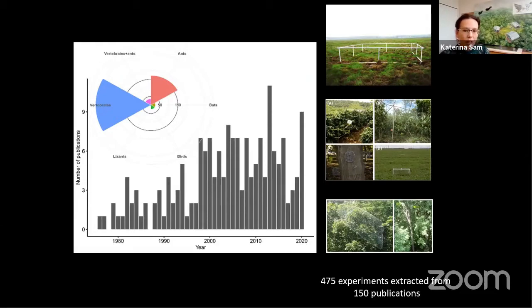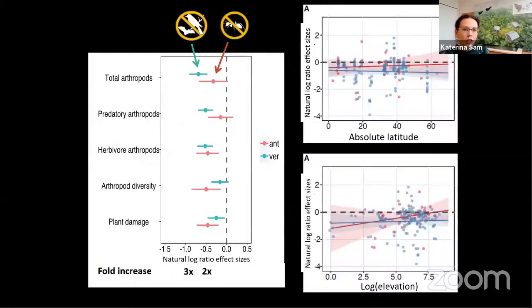So in total, I collected 475 experiments from 150 publications. I split them into those which removed vertebrates and ants, and this is what we saw. At the global scale from the meta-analysis, it looks like when we exclude vertebrate predators, it has a significant and strong effect on arthropod abundances. The arthropod abundances increased about 2 to 3 times, but when the ants were excluded, the abundances of the arthropods didn't change significantly.